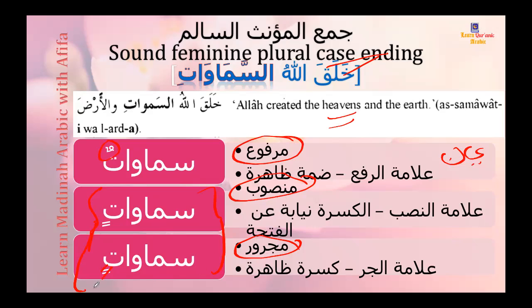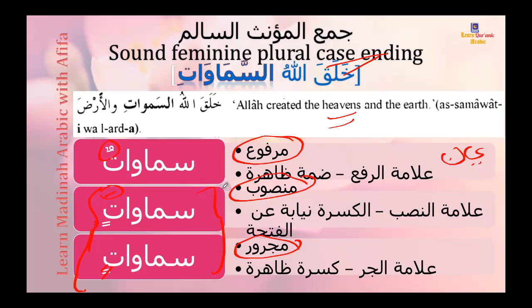So this one is expected because it's majroor and you are expecting it to have a kasra. This is the one that is different. It's mansub, so you're expecting it to have a fatha here, but it doesn't have a fatha. It has a kasra. So sound feminine plural case ending for mansub case is a little bit different. You don't see the fatha, you see kasra.